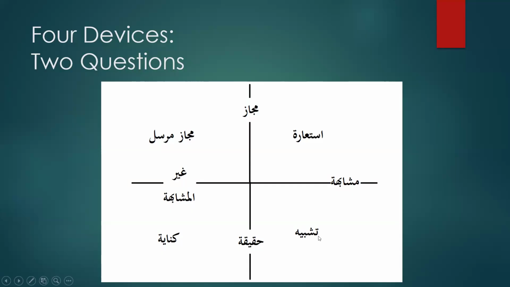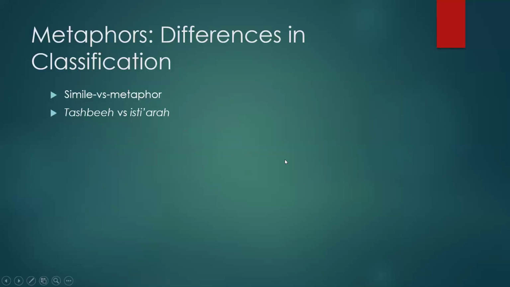If on the other hand the words are all used literally and the relationship is mushabaha between the uttered words and the intended meaning, then that's tashbih. If the words are all being used literally and the relationship is not mushabaha, then it's a kinaya. So this is a simple way of observing the 4 outcomes. Let's go back a little bit.